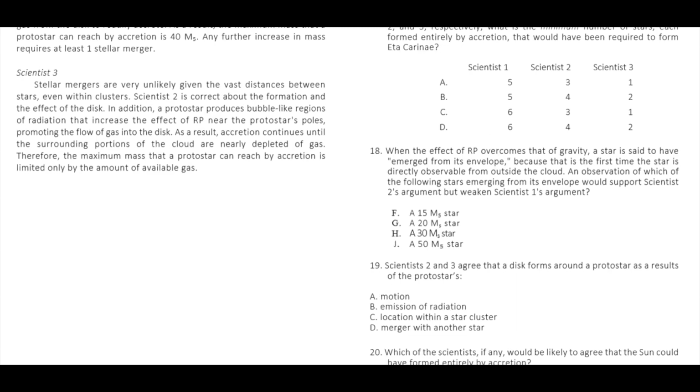Next up is question 19. It says, scientists 2 and 3 agree that a disk forms around a protostar as a result of the protostar's... Then we have a few options here. So let's go see what scientists 2 and 3 say about how a disk forms around a protostar.